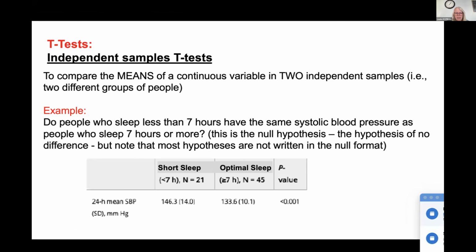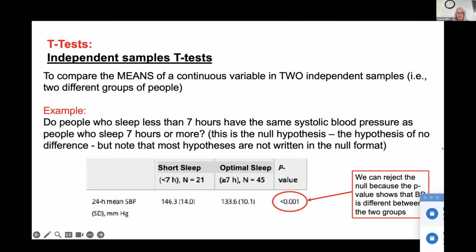Here's a little table. This shows the mean systolic blood pressure in two groups of people. We've got people with short sleep, in this case defined as less than 7 hours, and then optimal sleep, which in this case was defined as greater than 7. You can see there's a p-value, and it's a significant p-value. We can reject the null, because the p-value is telling us that there is a difference between the two groups. So the blood pressures are different, with the short sleepers obviously being higher.